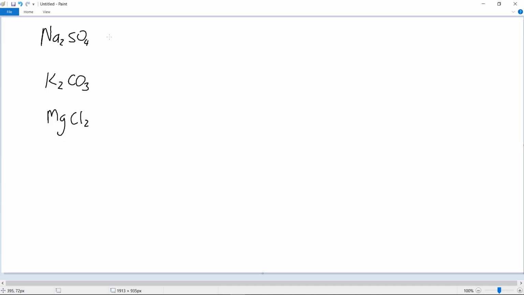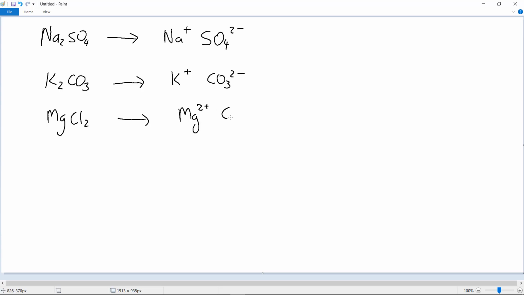So we want to break these chemical formulas back into their original components. On this side we have Na+ and SO4 2-, so the sodium and the sulfate. This one is the potassium, the K+, and the CO3 2-, so that's a carbonate. And the final one is magnesium, which is 2+, and the chlorine, which is -.